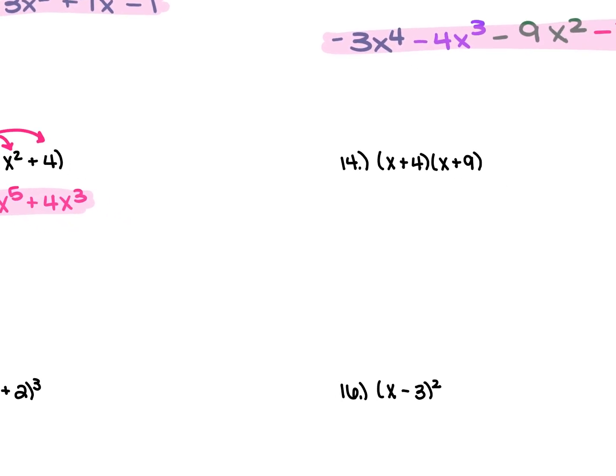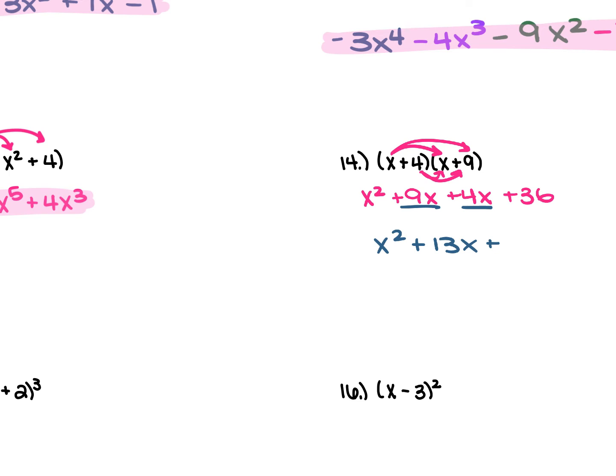For 14, you have x plus 4 times x plus 9. So we're going to FOIL this one out. We're going to do x times x, which is x squared. X times 9 is 9x. 4 times x is 4x. And 4 times 9 is 36. We combine like terms, and this leaves us with x squared plus 13x plus 36.